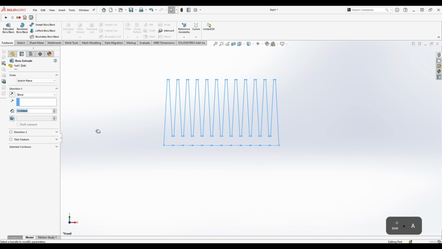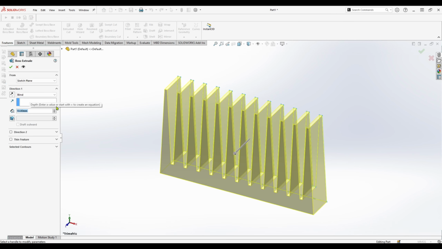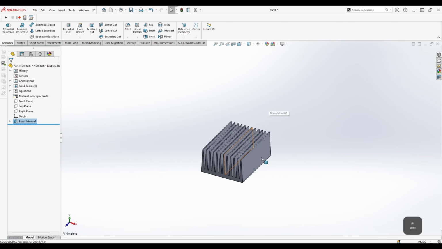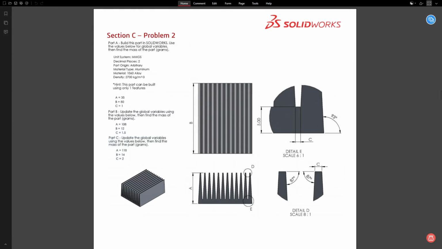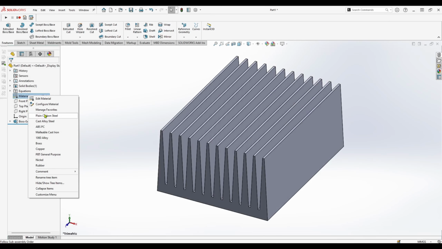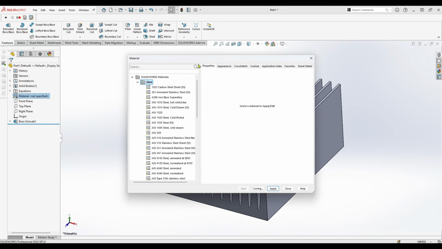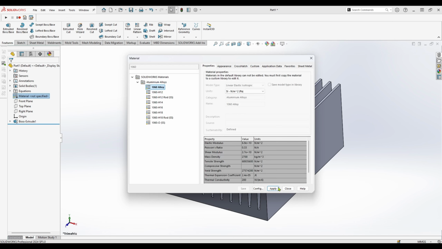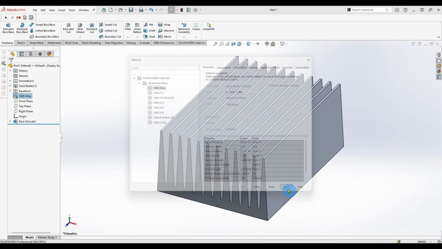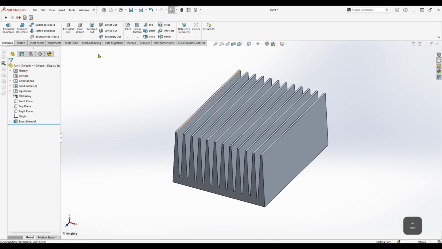And we can extrude to a depth of B, 80. Cool. Now to apply our material. The material given is 1060 alloy. So we can go to edit material, 1060, which is an aluminium alloy. Apply, close, and we can get our mass properties.